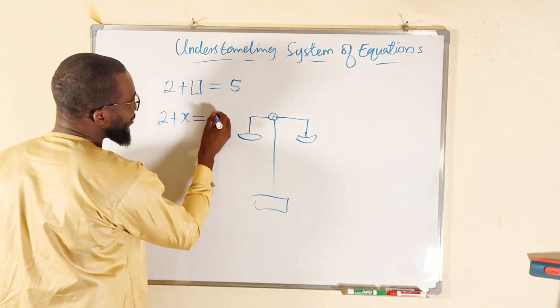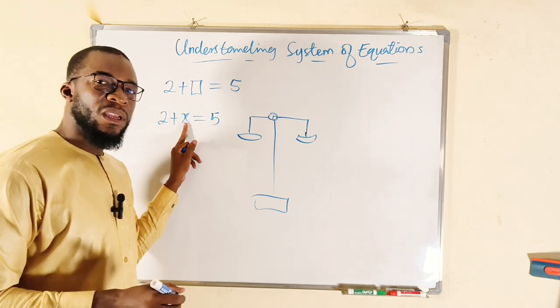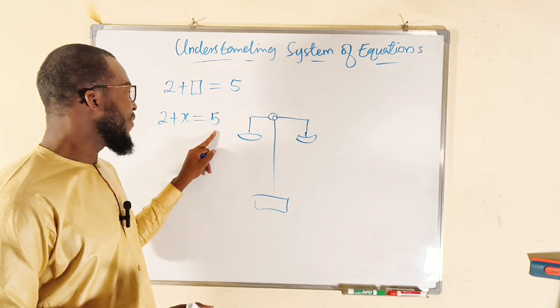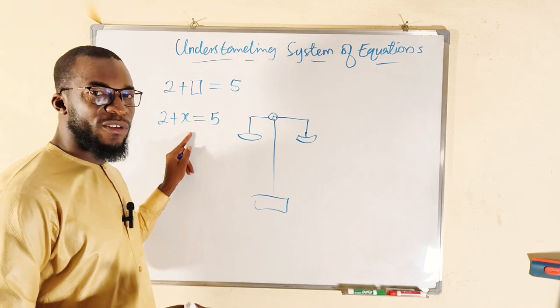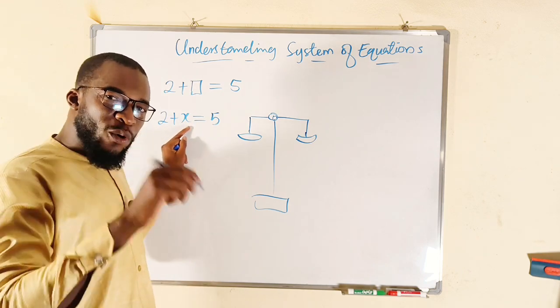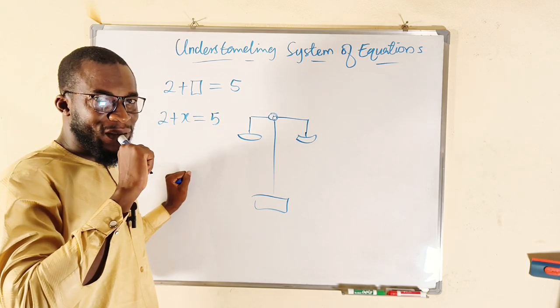This is why we always use x, y, z as variables. We call this one an unknown variable, x. 2 plus x equal to 5. We know that x must be equal to 3. And since x is strictly equal to 3, we say that this equation has only one solution.